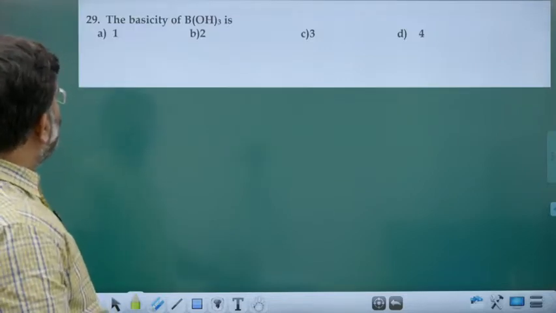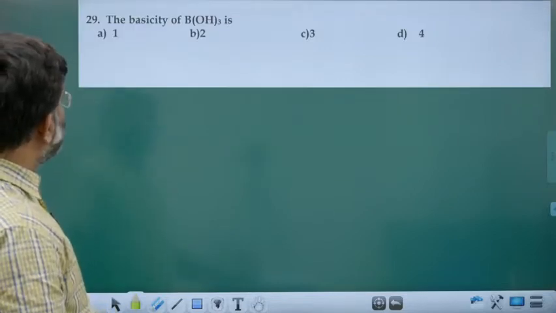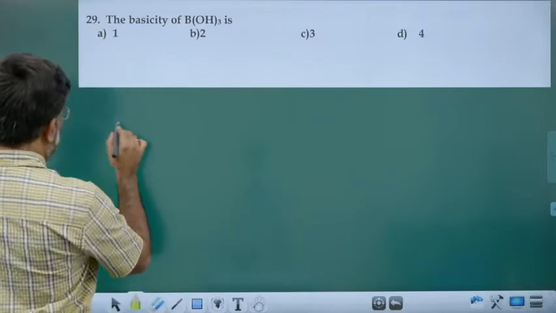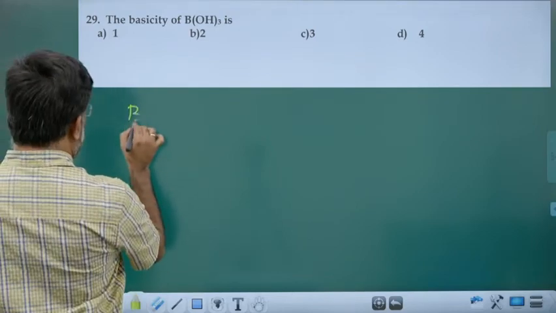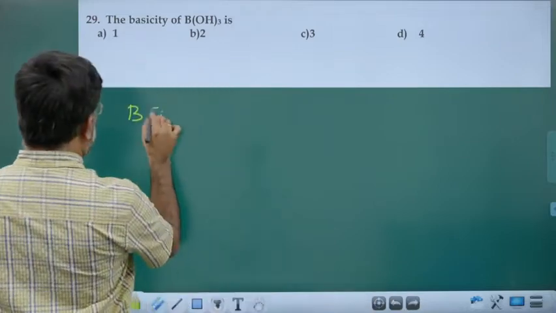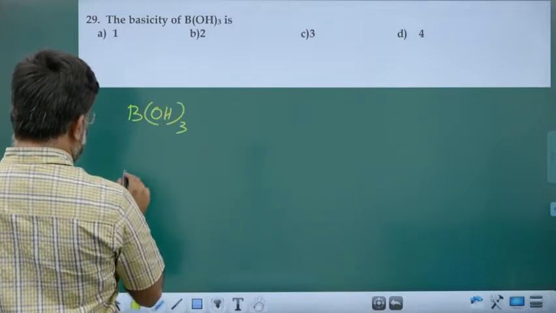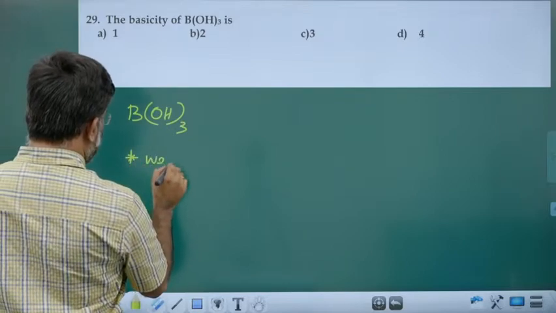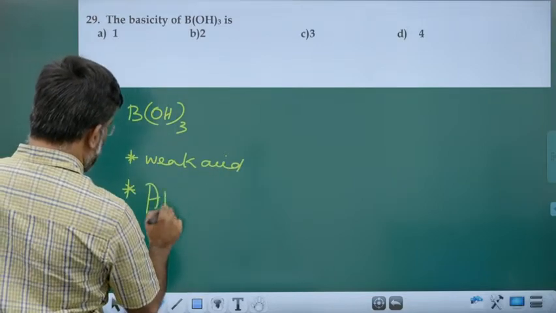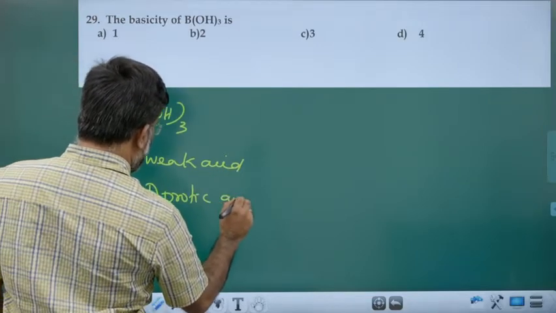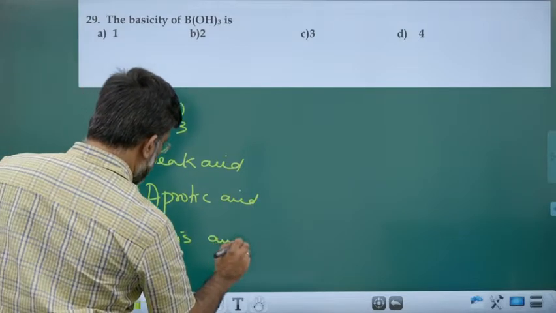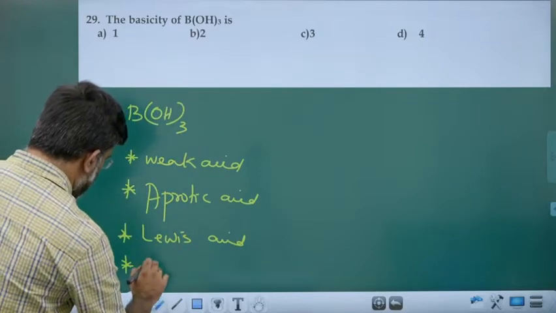The basicity of B(OH)3 is monobasic. B(OH)3, the so-called boric acid. It is a weak acid. It is an aprotic acid. Already I have mentioned. It is a Lewis acid. And it is a monobasic acid.